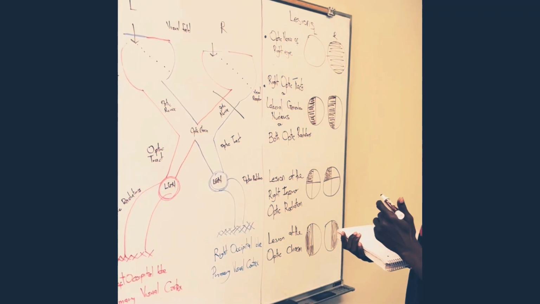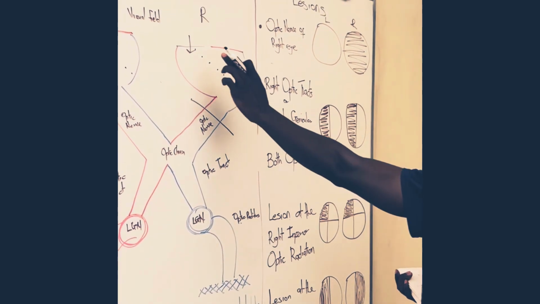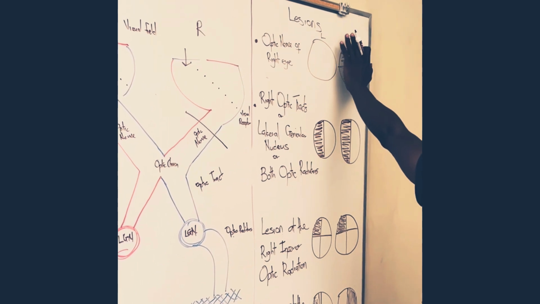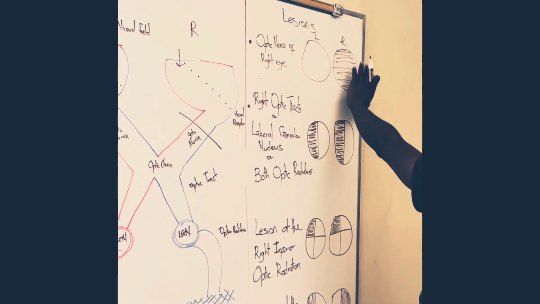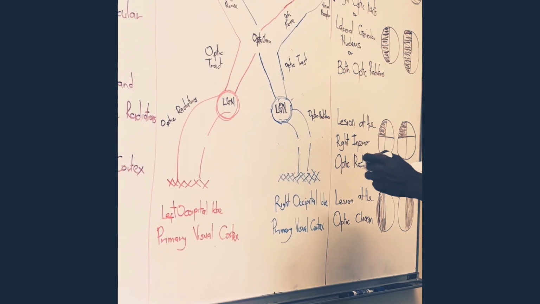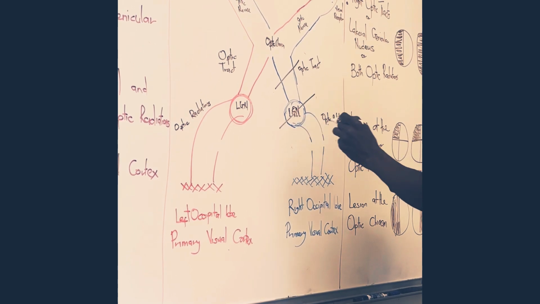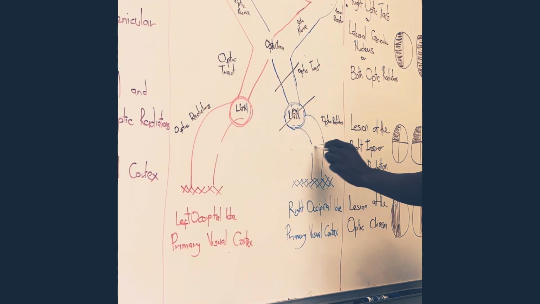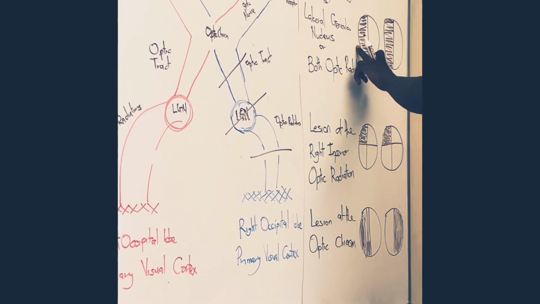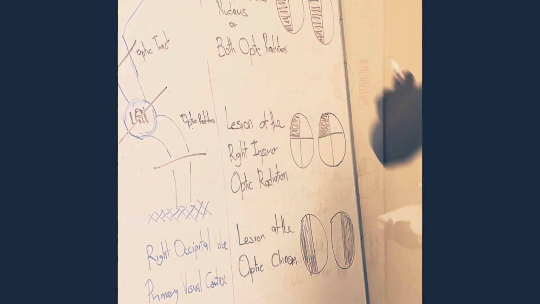Okay, so a lesion that affects the optic nerve hits both halves of the right eye, top and bottom. So that means the whole eye would be blinded. A lesion at the right optic tract, lateral geniculate nucleus, or the optic radiation will cause blindness in the lateral left eye and the medial right eye.